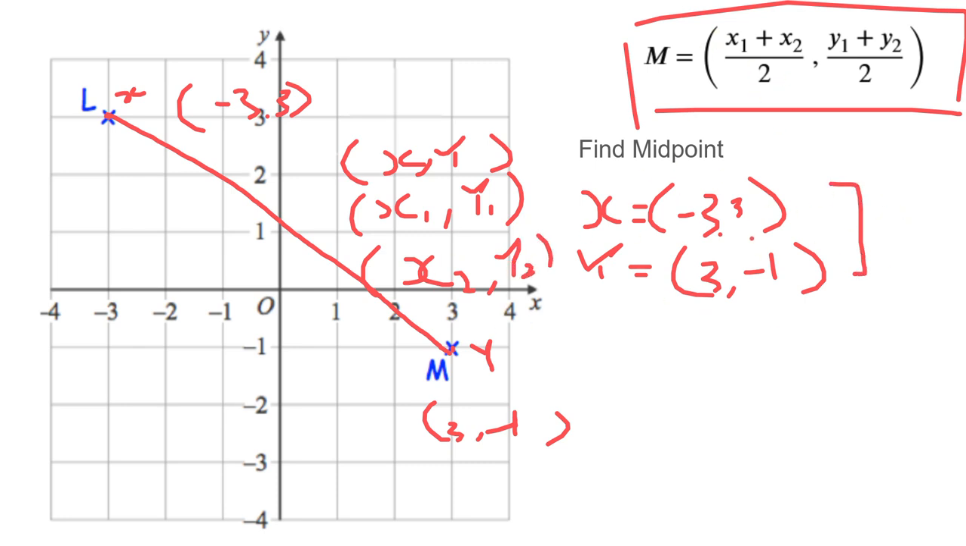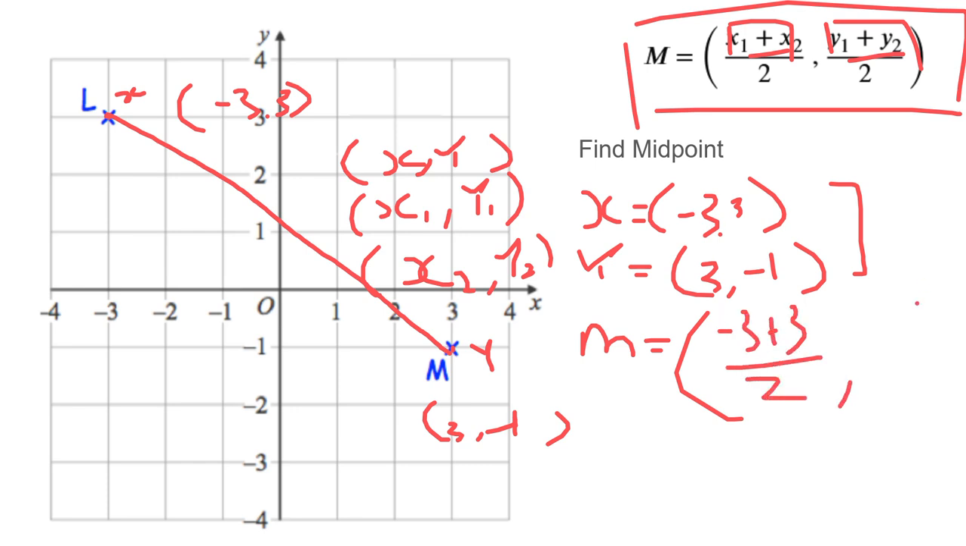Now, you should understand that it doesn't matter which pair is x1 and which pair is x2. I could flip them. I get the exact same answer. And the reason for this is that in this case, you're adding it together, and it doesn't really matter which one's x2 and x1. So let me just plug it into the formula real quick. In this case, x1 plus x2 over 2 and y1 plus y2 over 2.